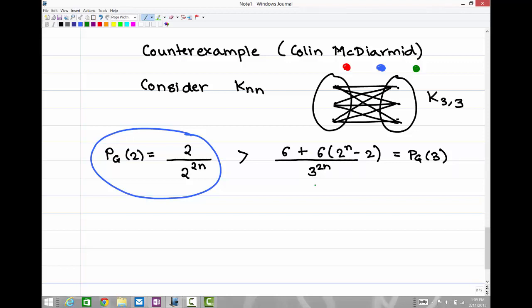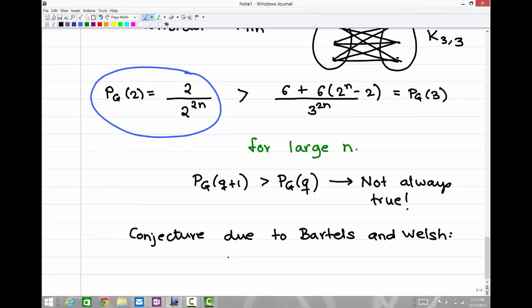It is easy to see that for large n, the left hand side is greater than the right hand side. Thus we see that the intuitive idea that P sub G of Q plus 1 should be greater than P sub G of Q is not necessarily always true. Bartels and Welch conjectured that this inequality should hold true for large values of Q, in particular that P sub G of n is greater than or equal to P sub G of n minus 1, where n is the number of vertices of the graph. This conjecture was dubbed the shameful conjecture.